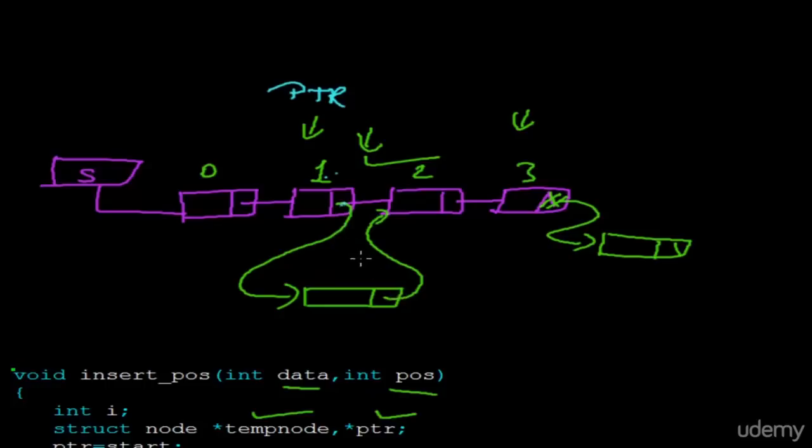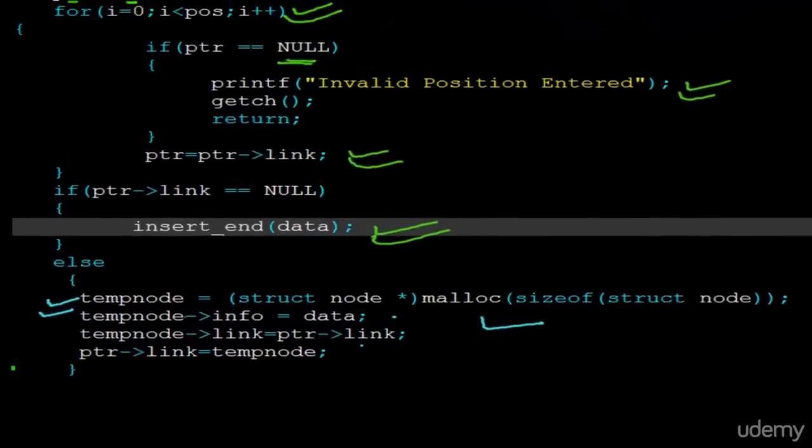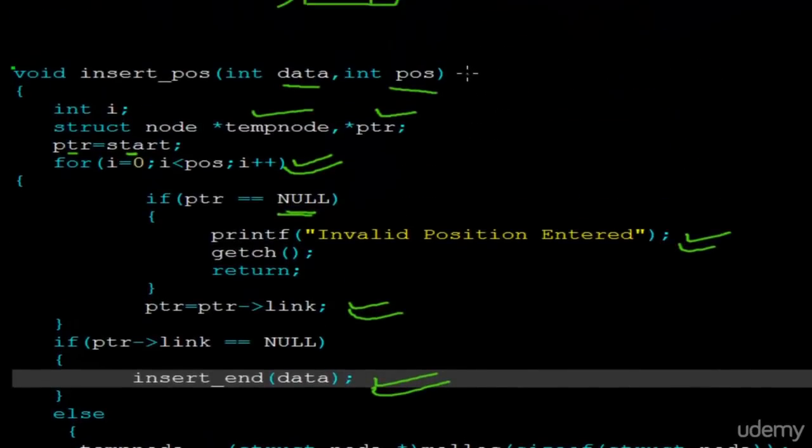So this will be the case. This will start pointing to the new node, that is the temp node, and the link of this temp node will start pointing to the next node. This is how insertion at a specified position can be achieved.